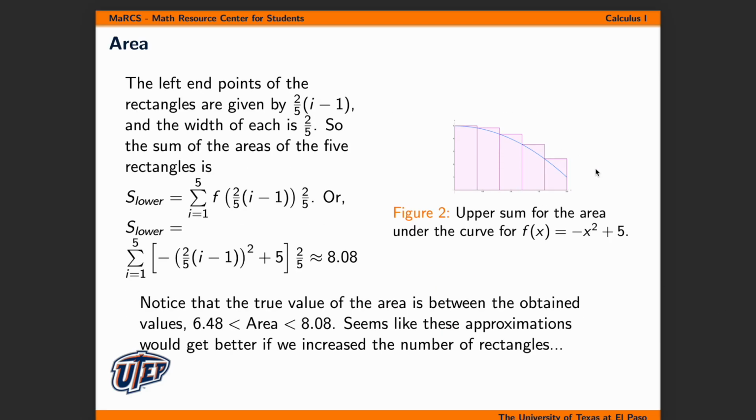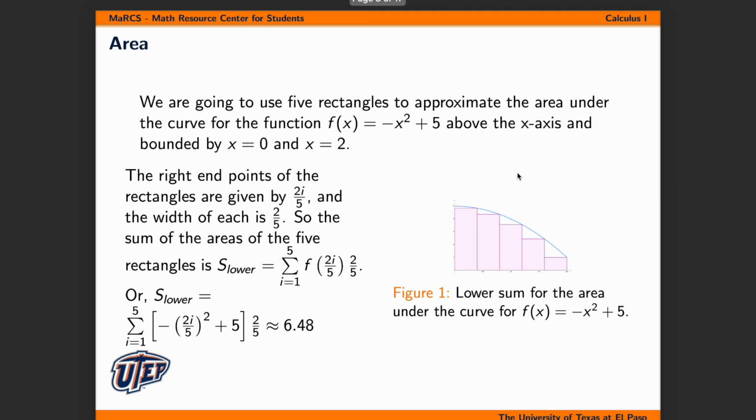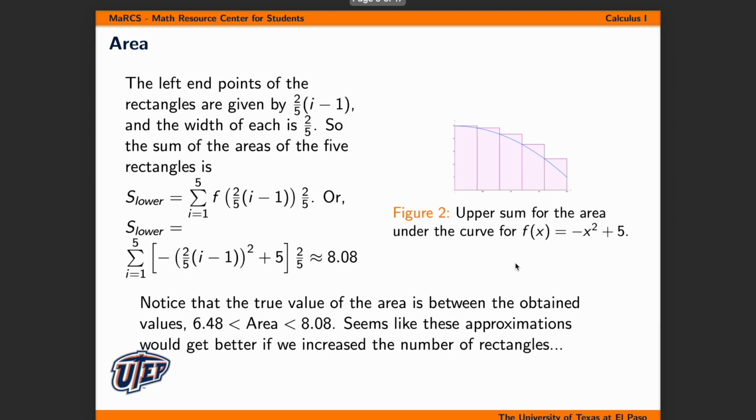So we see that the rectangles go above the curve, whereas before when we were taking the lower sum, they went below the curve. So right here we had an under approximation, and we will see that we will get an over approximation. So for the upper sum, we will be using the left endpoints, and they will be given by 2 divided by 5 times (i minus 1). And so the width of each of these rectangles will still be 2 over 5. So the sum of the areas of the 5 rectangles, this time, will be S upper.